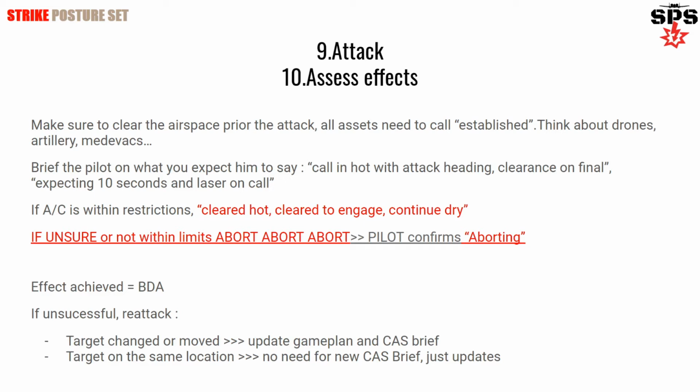So now you're correlated, and for the attack, just make sure to clear the airspace. All the assets need to call established. That's how you secure your deconfliction and make sure it's effective. And then you can proceed for the attack. You don't want any asset to cross weapons envelopes, or conflict with any other assets. So think about drones, the artillery, the medevacs.